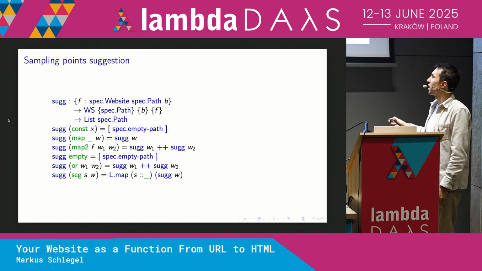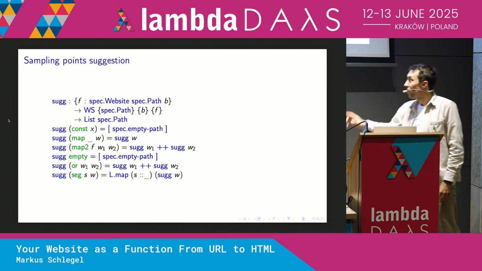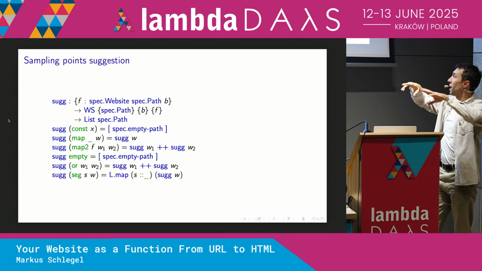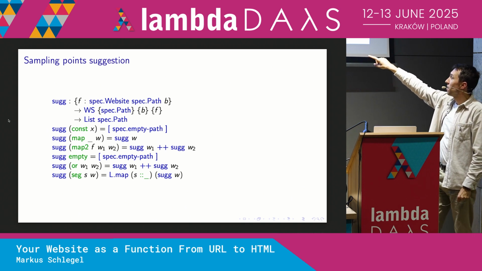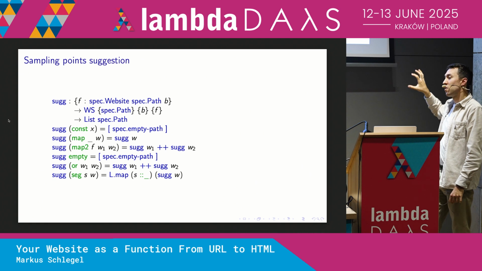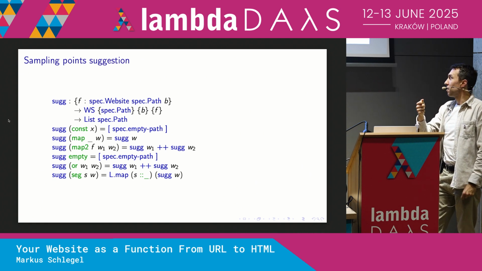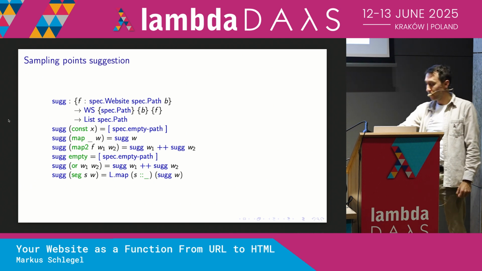For map2, for example, we just recursively descend. We recursively descend also for or, right? We just concatenate the two suggestion sets. And then the seg is the interesting part, where we take the suggestions from the inner website and then prepend on every element the S, which is explicitly given to this combinator.